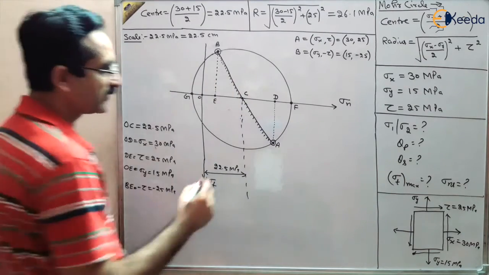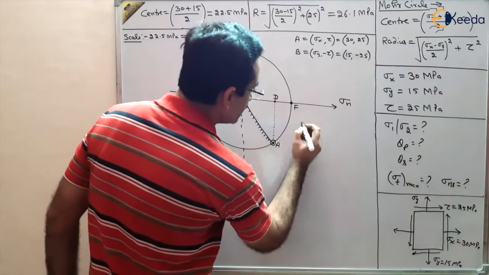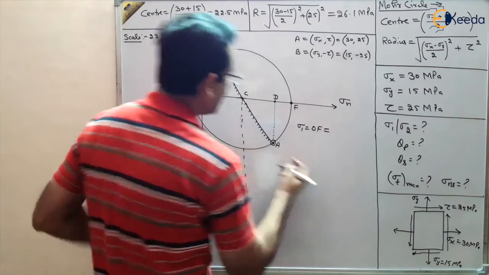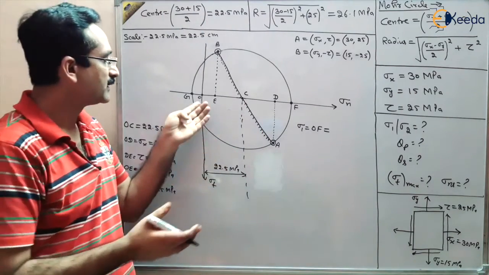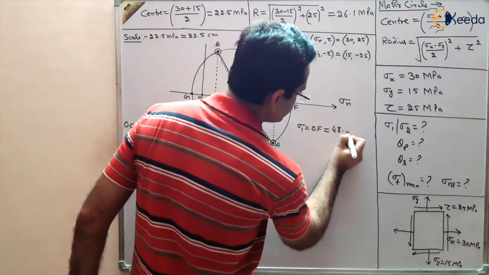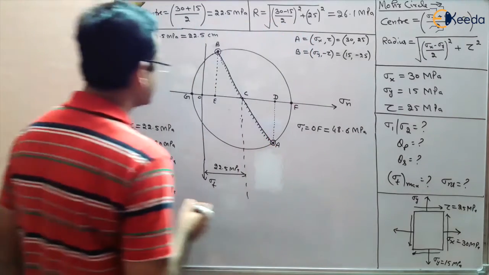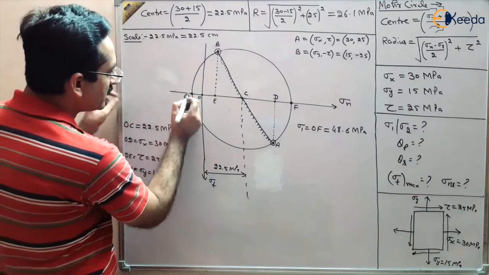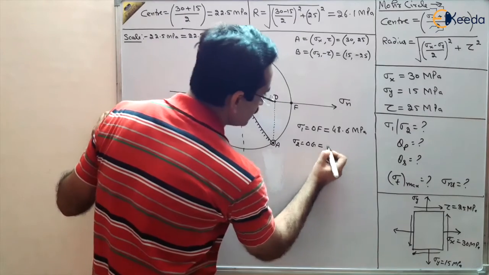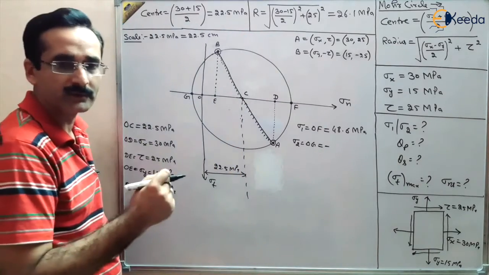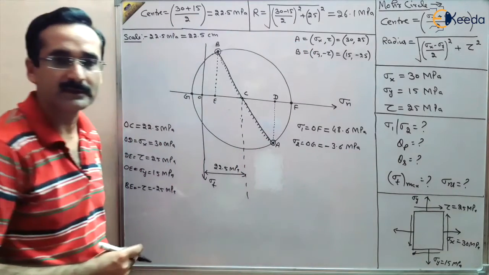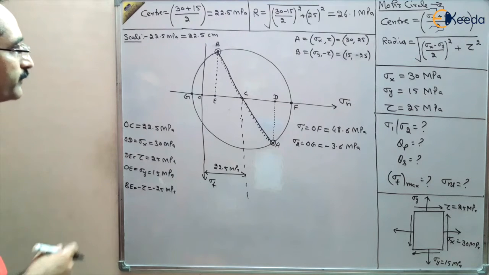So you will get the answer for sigma 1 and sigma 2. Sigma 1 will be equal to OF, right? And by scale you can easily measure this OF, and you will get this value as 48.6 megapascal, right? Sigma 2 is negative, you can see here OG is negative, so you will get sigma 2 as OG, which is minus 3.6 megapascal as the minor principal stress, right?